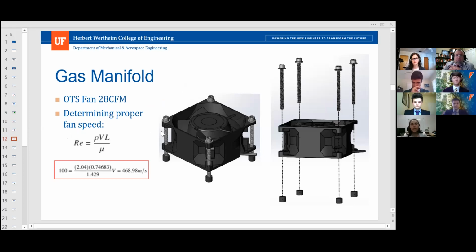The fans chosen in this design were OTS fans that ran at 28 cubic feet per minute. In order for proper mixing, as well as no turbulence to negatively affect the other processes, the maximum velocity was determined. The Reynolds equation was used, and the Reynolds number was set at 100, just in laminar flow range, so no turbulence can be created. With the properties of air and the dimensions of the interior structure, the max velocity was calculated to be 468.98 meters per second. Thus, the fan chosen does not create turbulence and is okay for this design.